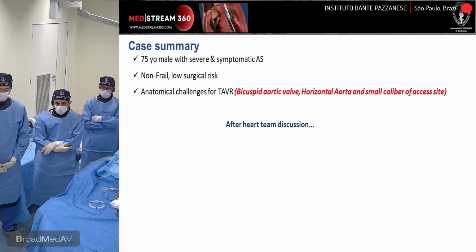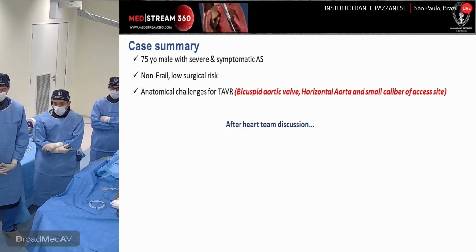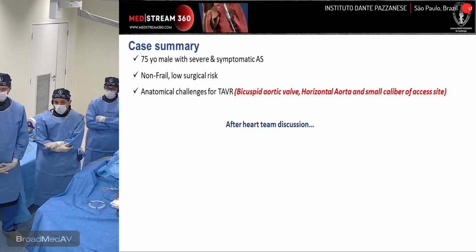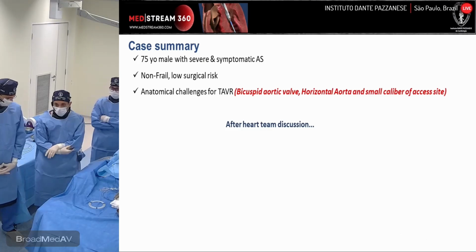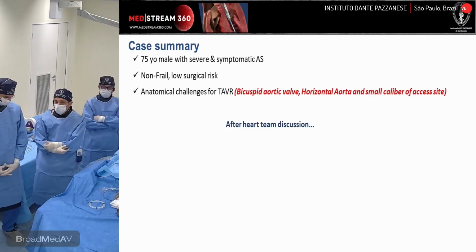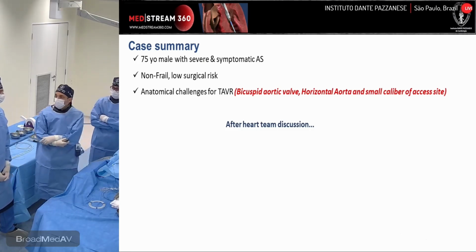So in summary, 75-year-old gentleman, non-frail, severe symptomatic aortic stenosis, low surgical risk score, and as anatomical challenges for this case, we can point out bicuspid aortic valve, horizontal aorta, and small diameters of the femorals.